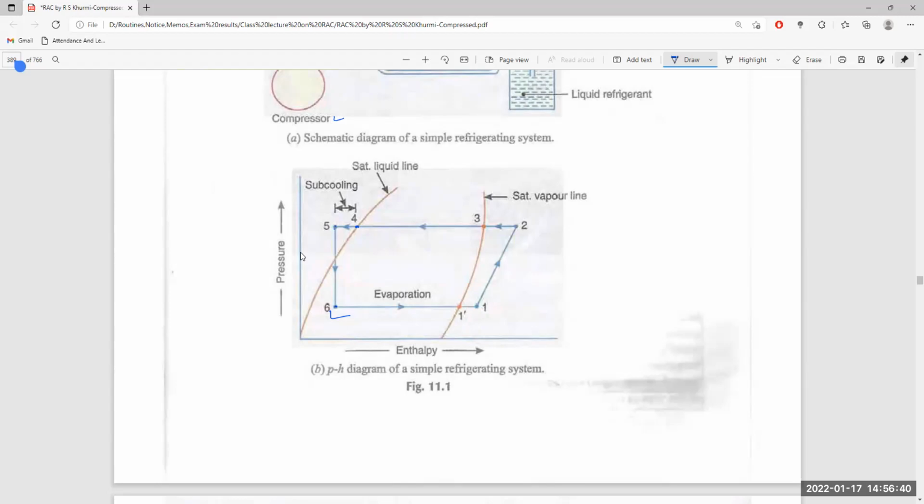It has reached the saturation point, and it goes up to the point 1 dash, where it is completely converted into gaseous refrigerant, and it is also heated up to a certain degree of superheat, so that it can feed directly to the compressor.